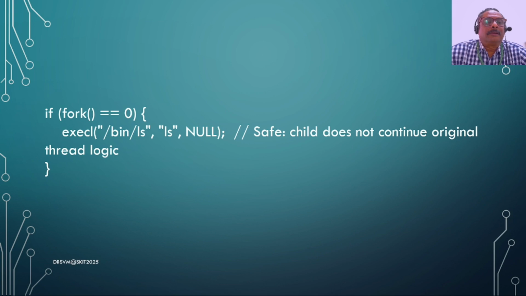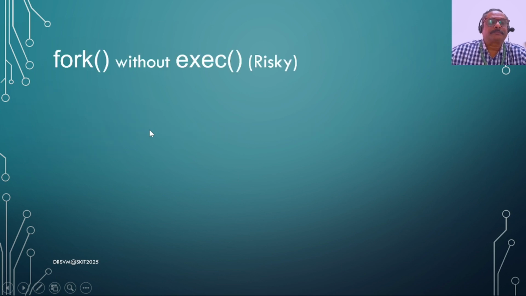Say here, somewhere above we have initiated a fork statement, and if the PID is equal to 0, that means it is talking about the child process, and the moment it gets in, the instruction is executed to list the directory. So here the child does not continue with the original thread logic; new code is used for that.